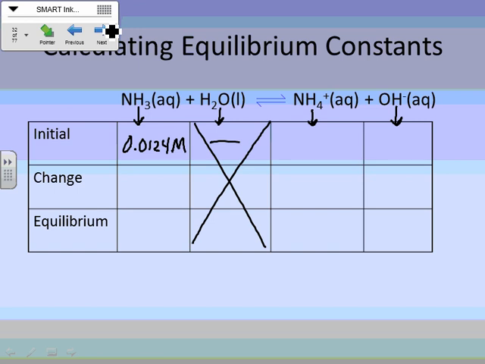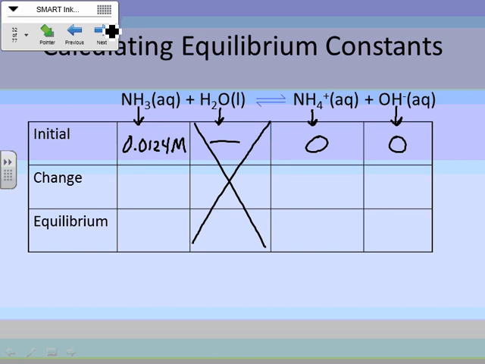Alright, now let's see if we can figure this out. What are the initial concentrations of NH4+ and OH-? They don't tell us that, but maybe we can figure it out. Because I'm starting out here by dissolving NH3 in the water, is it fair to say that at the very beginning, before the reaction ever starts, the NH3 is all I have? Does that make sense? So our concentrations of these two things are actually 0 to start out with.